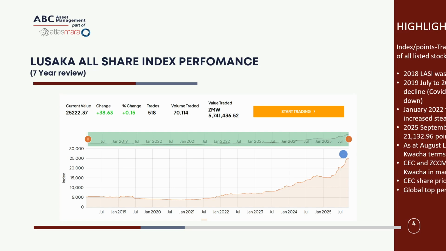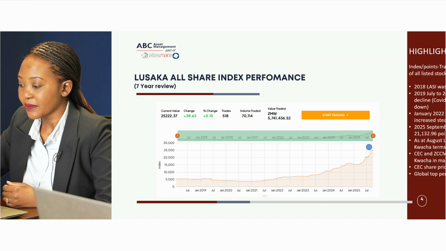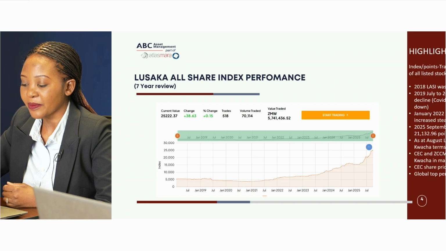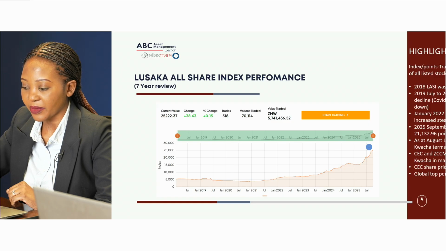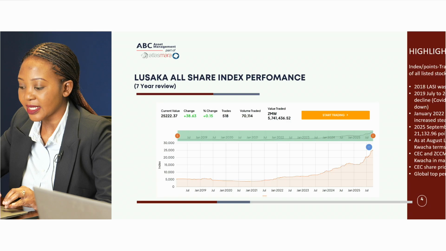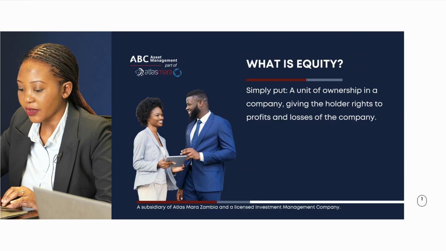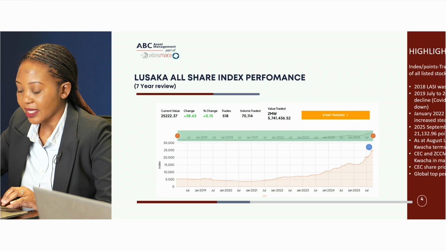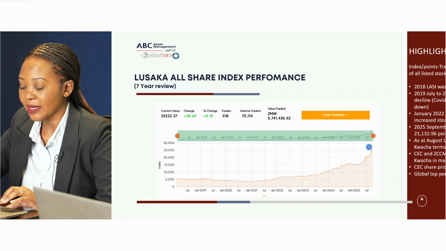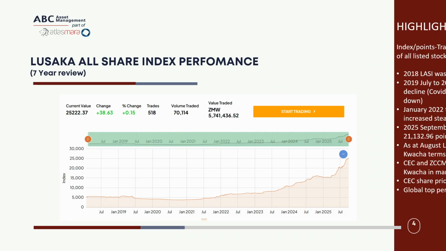An index is just something that shows the performance of how a stock exchange has been performing. So we can see in 2018, the LuSE was at 5,000 points. From 2018, we see in January it was about 5,000 points. Then in 2019 to 2022, we see a decline in the performance of the LuSE. That was the COVID period.